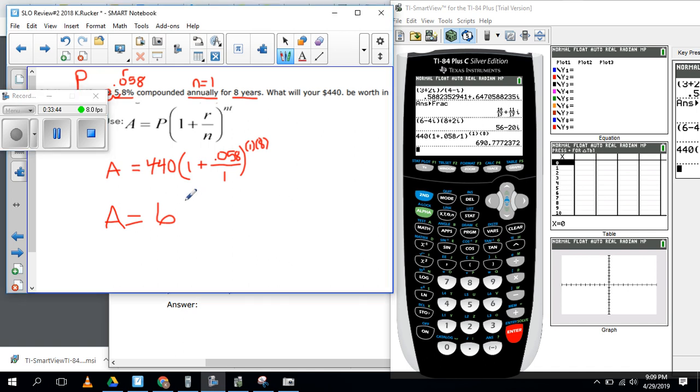Okay, so A equals 690, and this is what it gave us. But I want you to remember, we're talking about money, and so therefore money goes 2 places after the decimal. So here's where I put my line. If it's 5 or higher, it will make this number go up. So it'll be $690.78. So that is the amount that we will have after 8 years that is compounded annually.